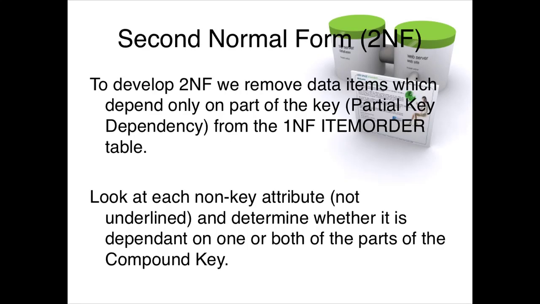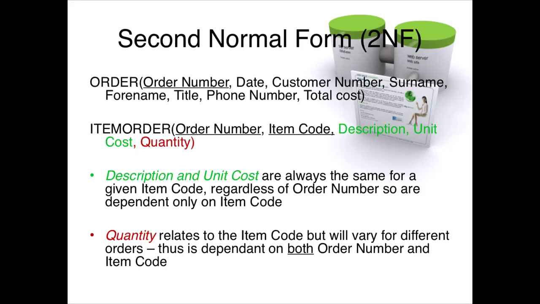Now second normal form means that examining that second table we've just created, if there are any data items, i.e. fields, within that table which only relate to part of that primary key, we need to put them into their own table. So again, we need to look at each field that is not a primary key, so not underlined, and see if it's dependent on just one part of the key or both parts. I've handily highlighted in red and green for you to show you exactly which parts we're looking at.